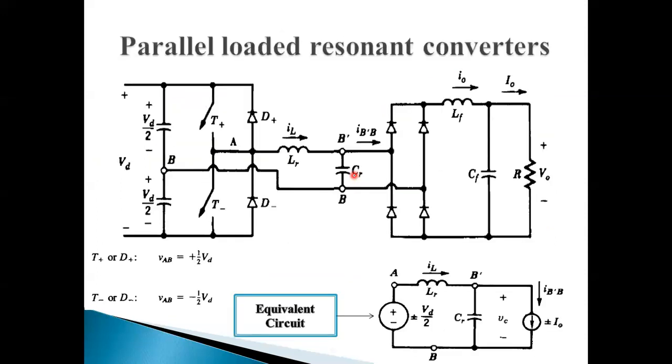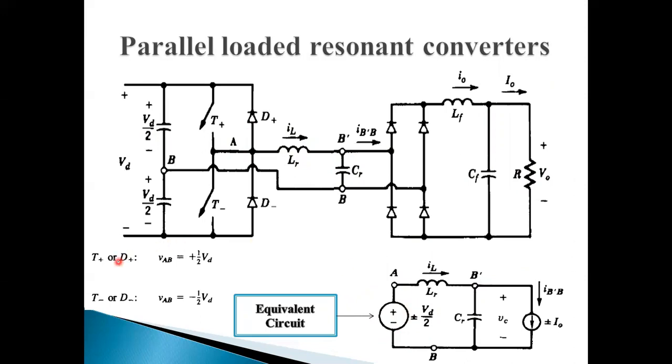Now, if we talk about the parallel loaded resonant converter, what happens? The inductor is the same. It is in series with our main load, but the capacitor is paired with the load as well as our supply. So this VD by 2 is directly across this capacitor, and the capacitor is directly across this resistor. So the equivalent circuit is given in this manner.